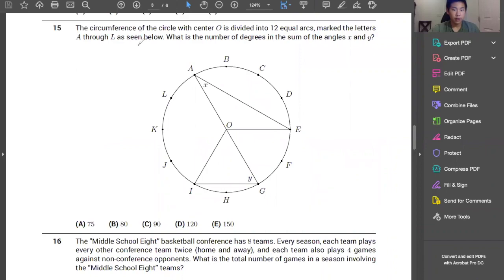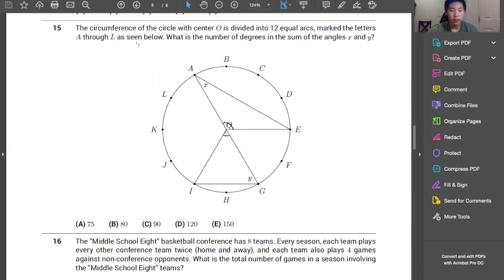So we're given a circle, and we're told that the circumference is split into 12 equal arcs, marked by the letters A through L. And we want to find the number of degrees in x plus y. So we'll want to know these angles since we're in the same triangle.